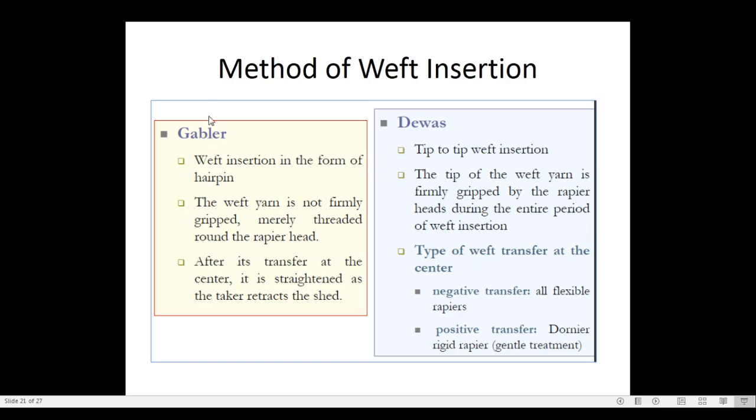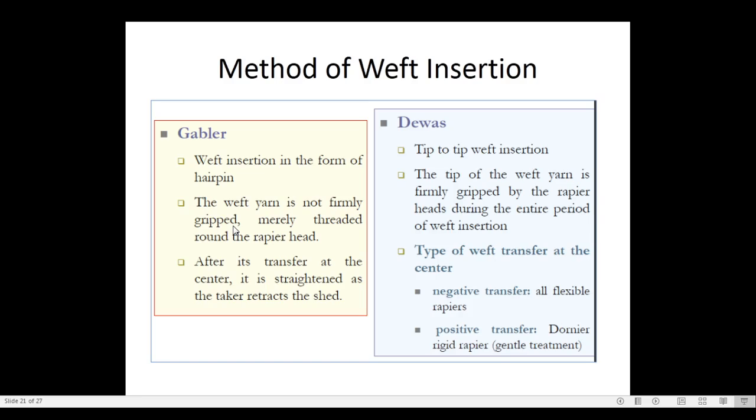So in the Gabler, weft insertion is in the form of a hairpin. We form the hairpin here, and after forming the hairpin, the half part is straightened by the right hand rapier. So the left hand rapier forms the hairpin, and the right hand straightens the other half portion of the weft. So here we can see the disadvantage in the Gabler system. The weft yarn is not firmly gripped here.